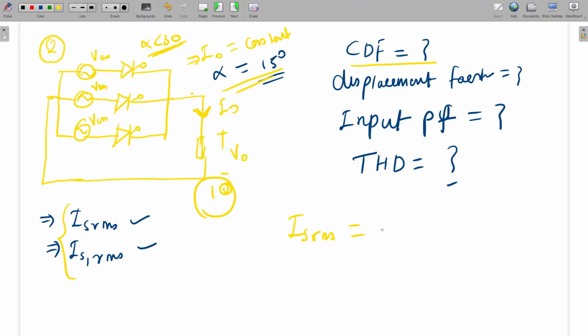Formula already I have taken. IS RMS will be I naught by root 3. Is it correct? 10 by root 3. What will be IS1 RMS? It will be I naught by pi into root 3 by 2. This one, right? Is it correct? We'll go back.